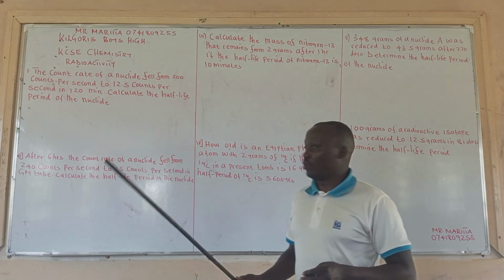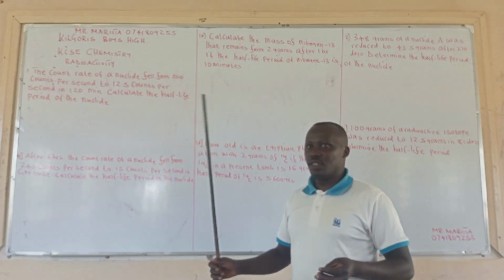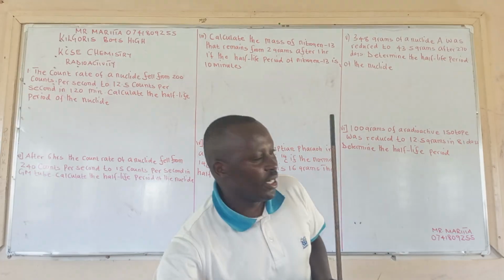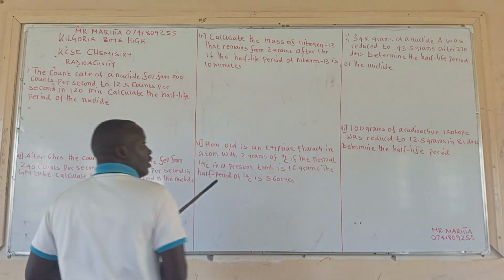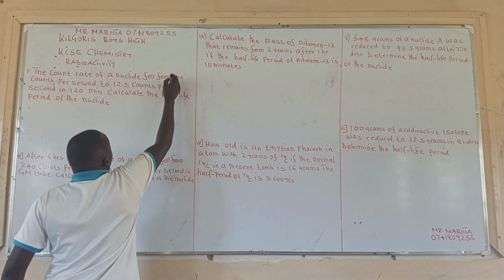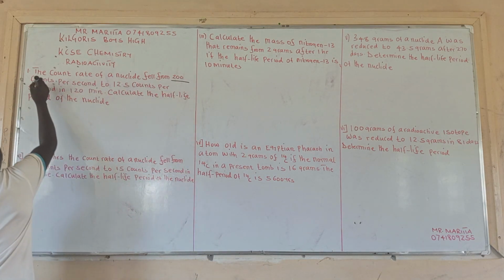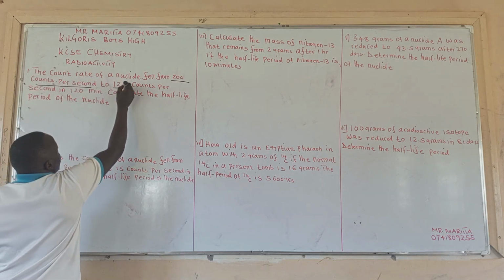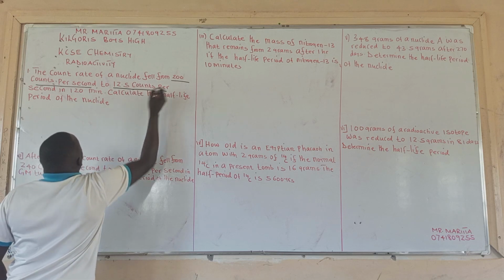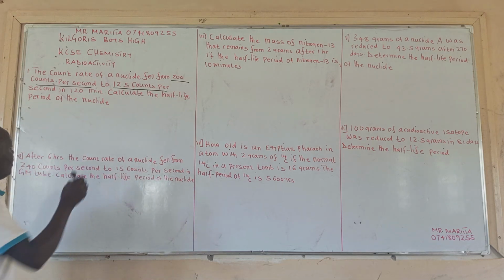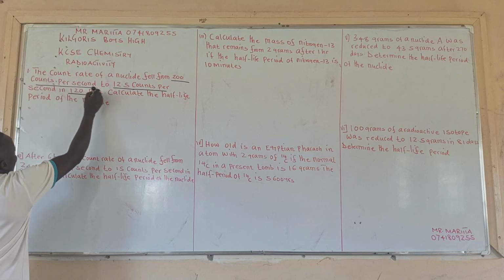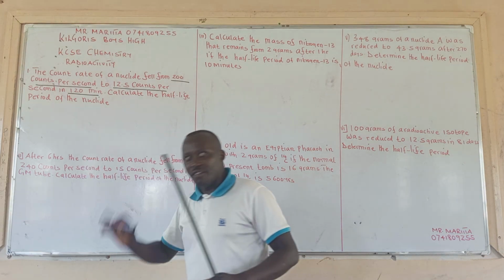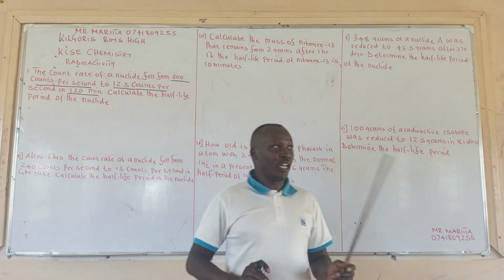So the count rate, we have one question here. The count rate of a nuclide fell from 200 counts per second to 12.5 counts per second in 120 minutes. Calculate the half-life period of the nuclide.